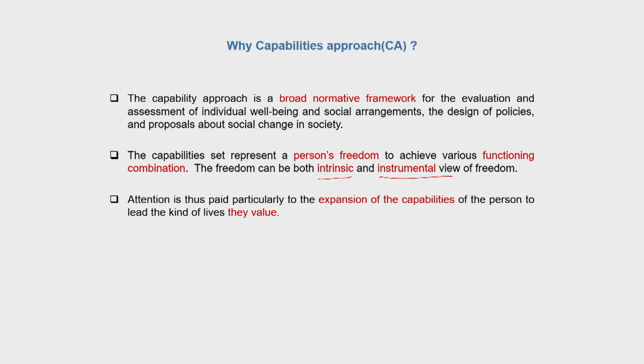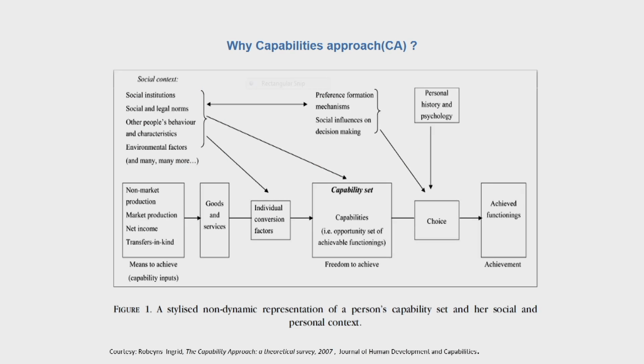Attention is thus paid particularly to expansion of capabilities of the person to lead the kind of lives they value. There have been various stylized representations of a person's capability set and the social and personal context. Various people have worked on a stylized representation of what a capability set would look like. I will bring up more stylized versions that have been worked out in the literature in the future classes. This is a stylized non-dynamic representation worked out by Ingrid Robeyns in the book The Capability Approach, a Theoretical Survey, 2007. Let us look at what the important terms in this figure are.